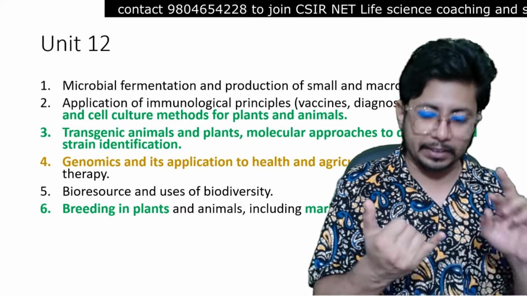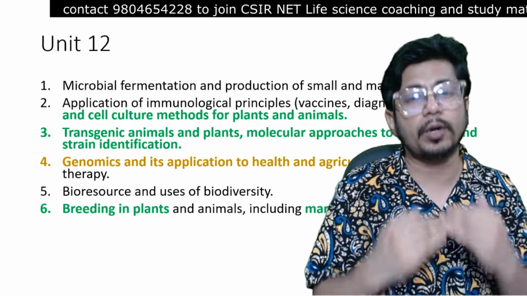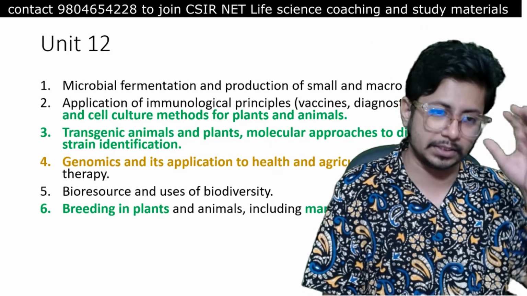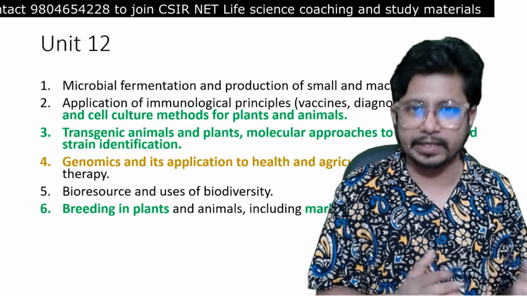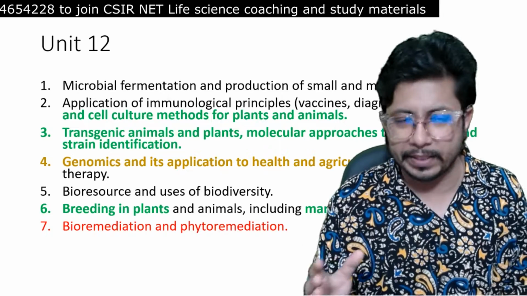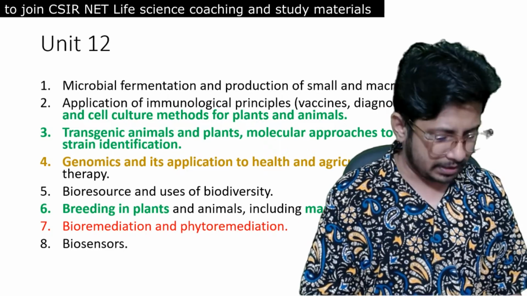Plant breeding, again the breeding involved with marker assisted selection, MAS, and the importance of marker assisted selection over conventional or traditional breeding methods, and also QTL mapping related to marker assisted selection. We have bioremediation and phytoremediation, which is of least importance, red color. And we have biosensors, not that important.